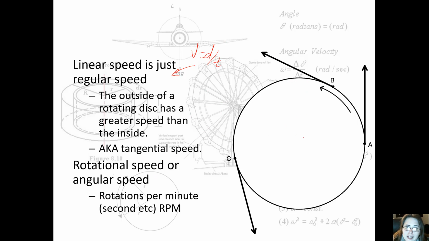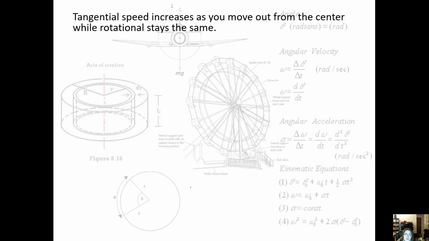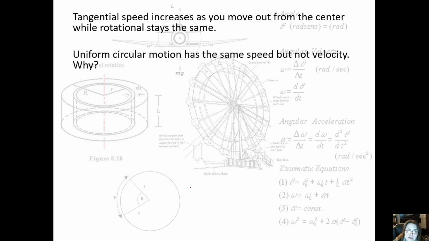Rotational speed or angular speed is how many rotations occur in 1 minute or second, whatever your time is. Per minute is abbreviated RPM. You may have heard that before. So tangential speed increases as you move out from the center, but rotational stays the same.